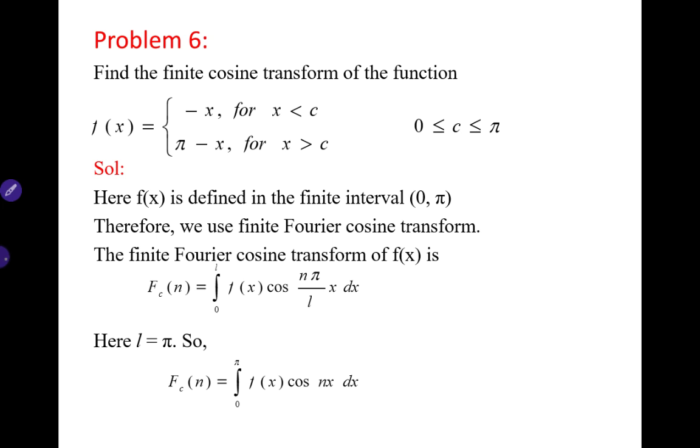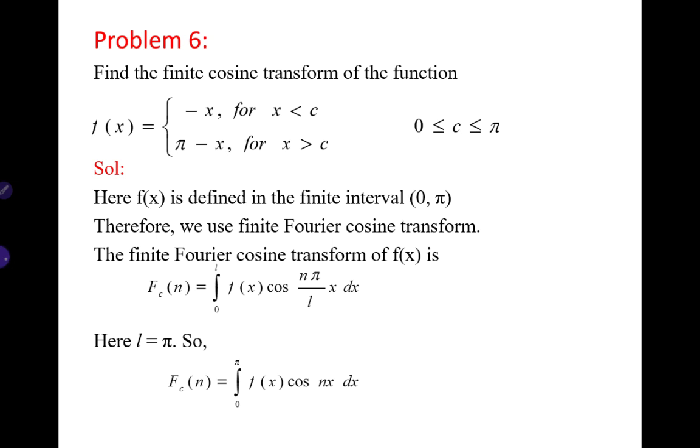Problem number 6 is to find the finite cosine transform of the function f of x equal to minus x for x less than c and pi minus x for x greater than c, where 0 is less than or equal to c less than or equal to pi. So here also f of x is defined in the finite interval 0 comma pi.